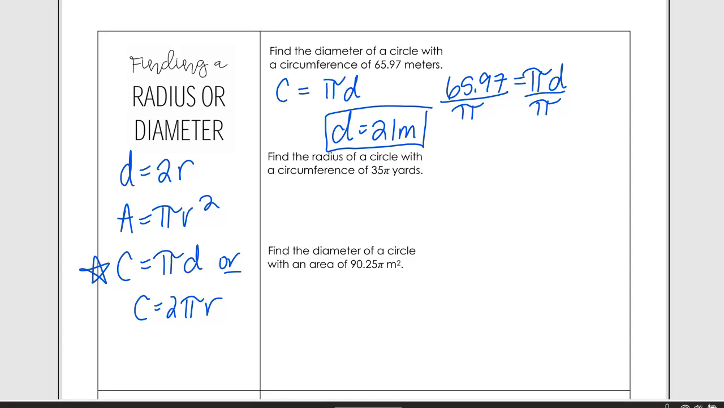Your units of measurement are very important here, so please do not forget them. If you have to write them in when you're doing the work, write them in. I just don't like to deal with all those letters.